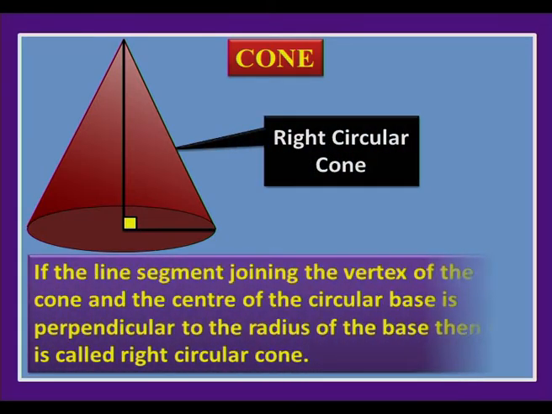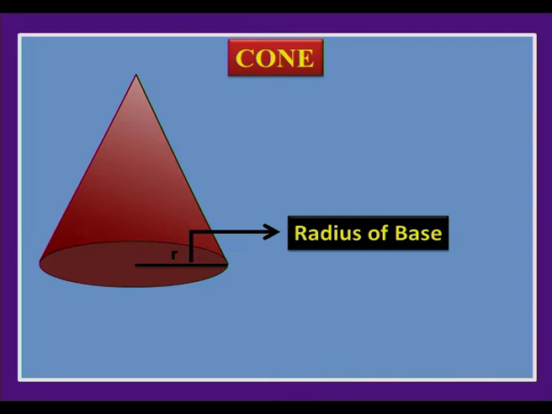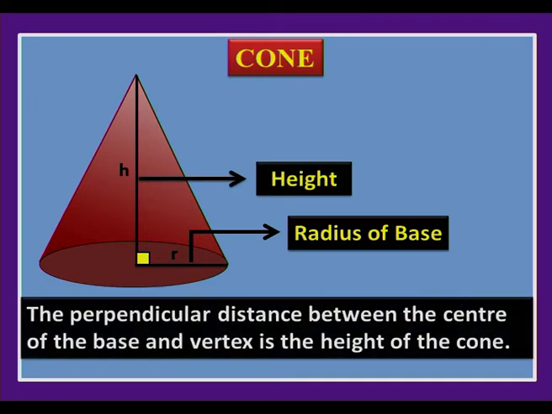So children, did you understand what is meant by a right circular cone? Yes. If the line segment joining the vertex of the cone and the center of the circular base is perpendicular to the radius of the base, then we call it a right circular cone. Okay children. Now let us see the radius part. Yes, R is the radius. It is the line segment joining the center of the base of the cone to any point on the circumference of the base. The line segment joining vertex and the center of the cone, now this line segment we call the height.